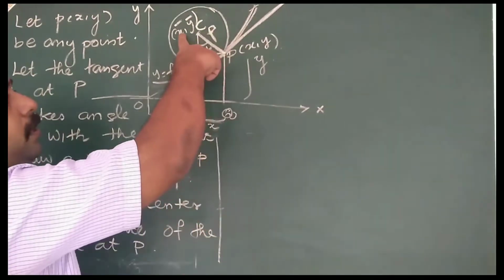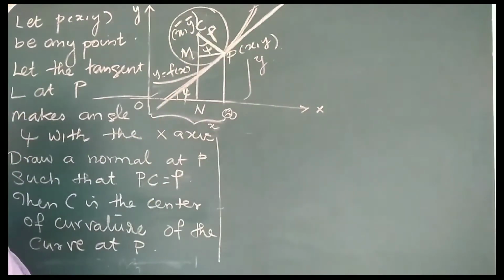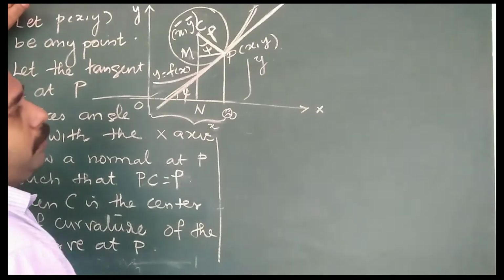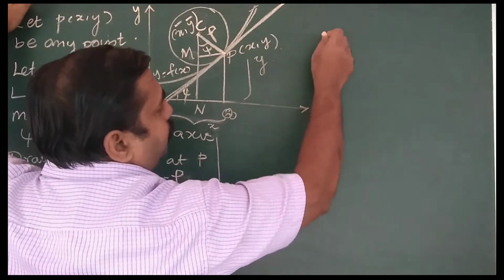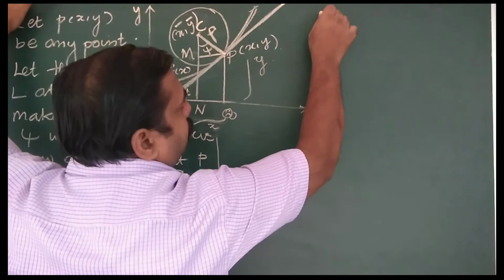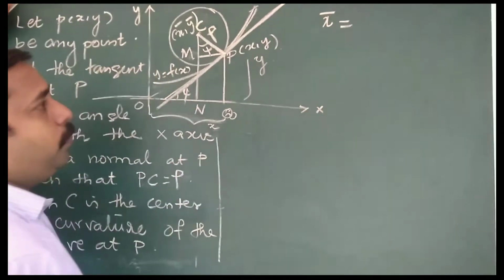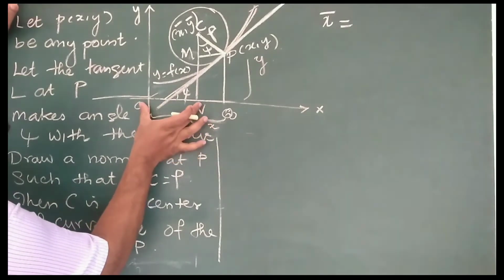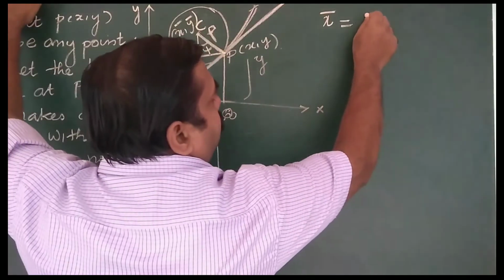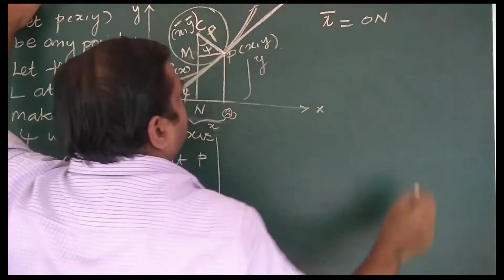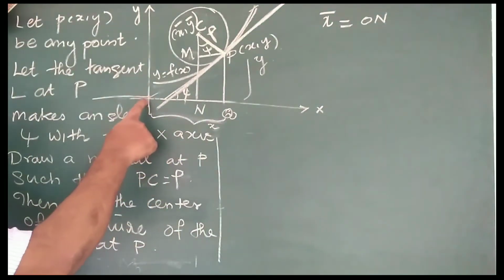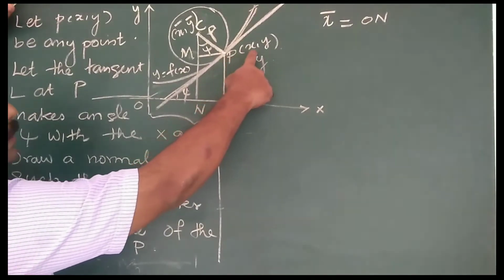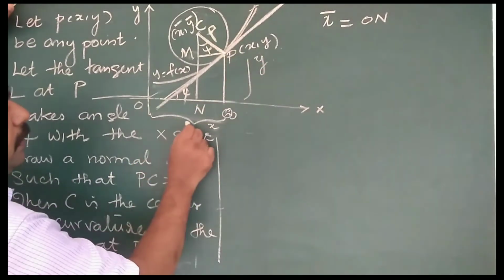So the point is what? X bar, Y bar. So our aim is to find X bar and Y bar. So what is X bar? X bar is equal to this length, that is equal to ON. But this point is equal to x comma y. So this full length is equal to x.